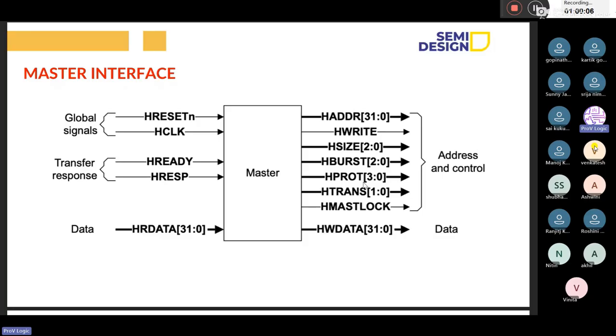What does the H represent here? H means AHB. It represents AHB, like in the APB protocol, P we wrote, right? PADDR, PCLK, and so on. In the same way, here H means AHB representation, like that. But here we have few signals, so we are representing AHB as H.